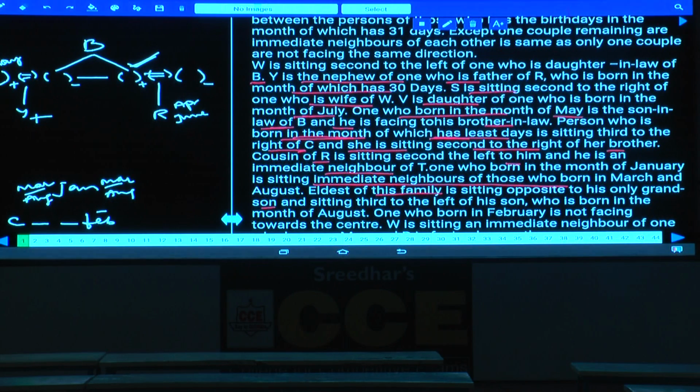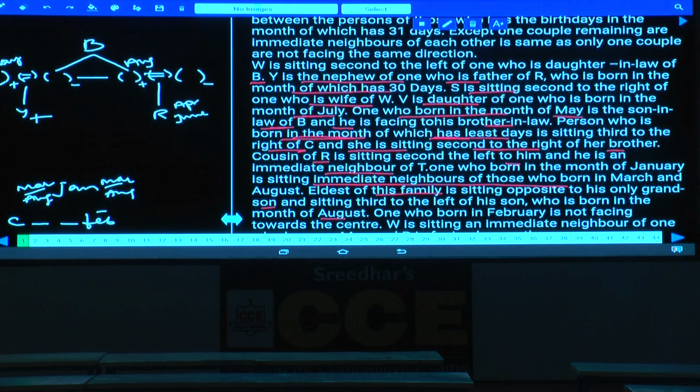The eldest of this family is seated opposite to his only grandson and seated third to the left of his son who was born in the month of August. Yes, tell me, who was born in the month of August here? The son was born in the month of August. Isn't it? Now this person was born in the month of August.